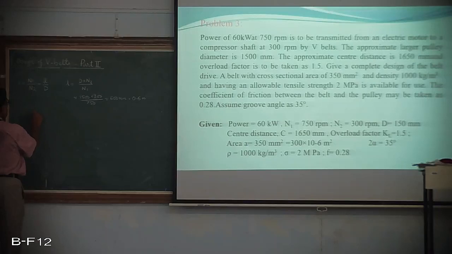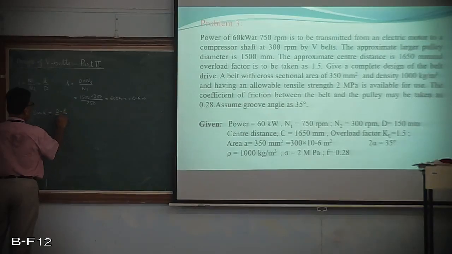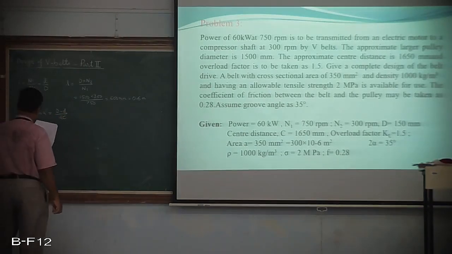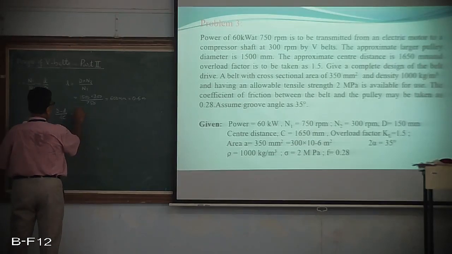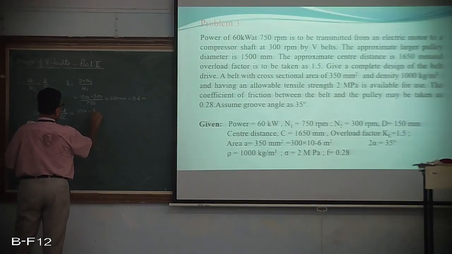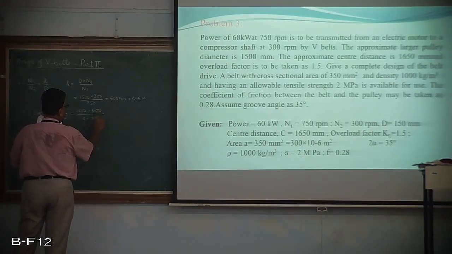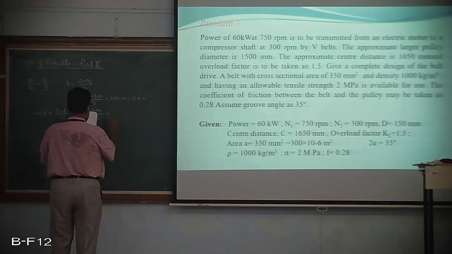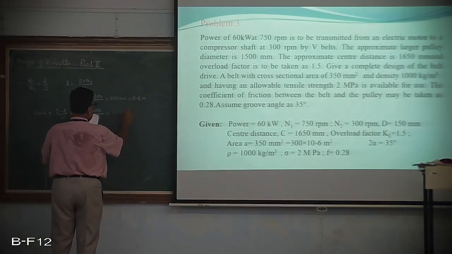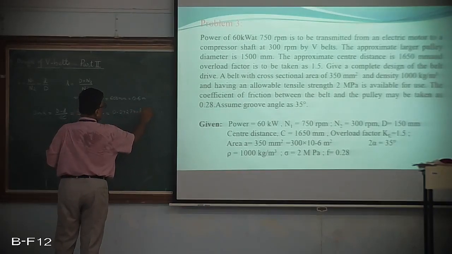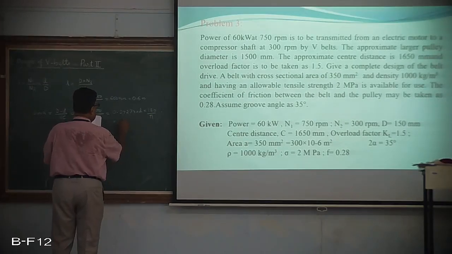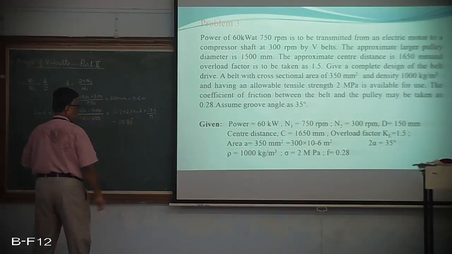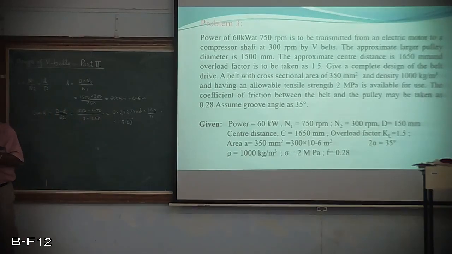Now, sin alpha is always given by (D minus d) upon 2C. This is the formula for this. So, therefore, I want to find out 1500 minus 600 upon 2 into 1650, the center distance he has given. So, this will give you 0.2727 radians, and if you multiply by 180 upon pi, what you will get is 15.83 degree is going to be the value of alpha.